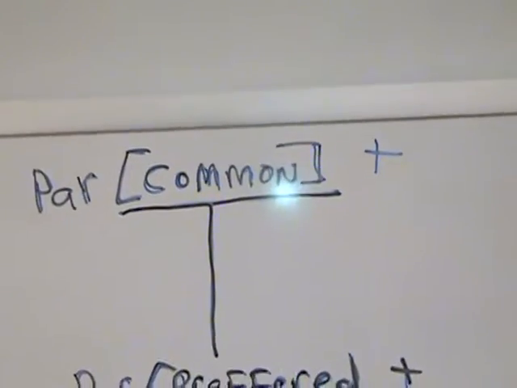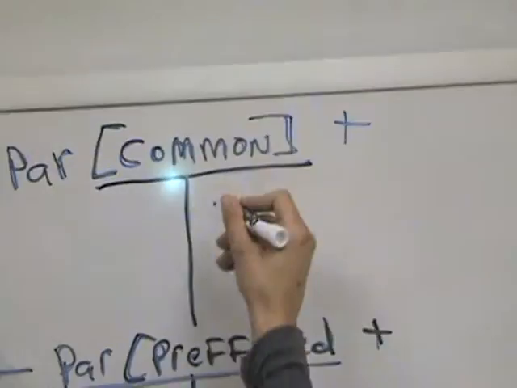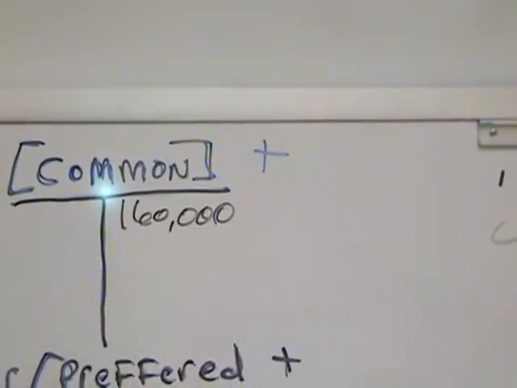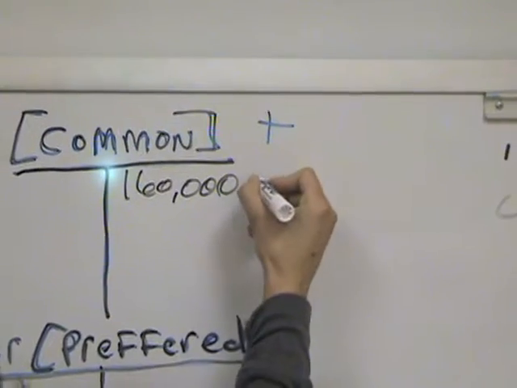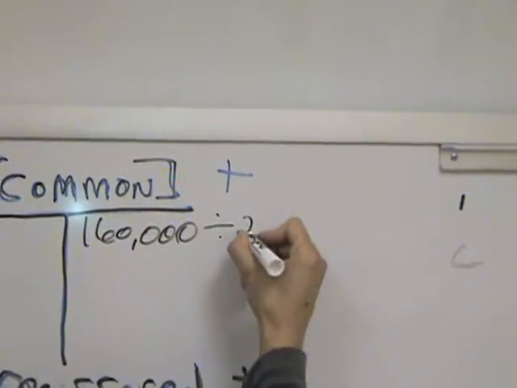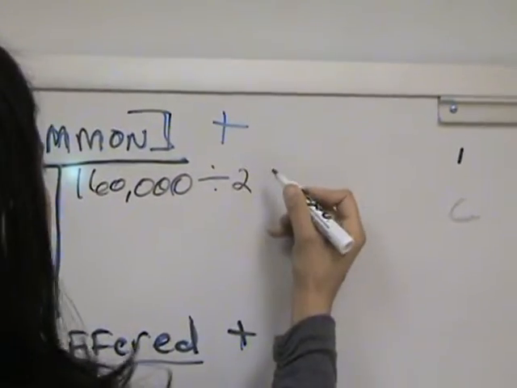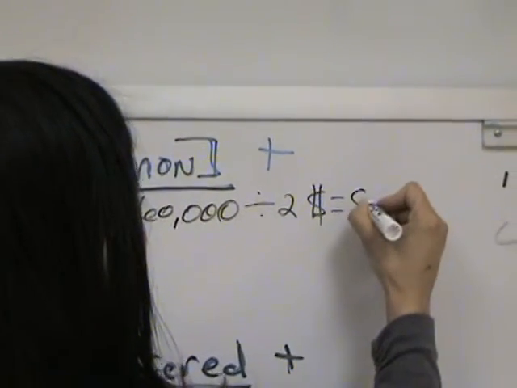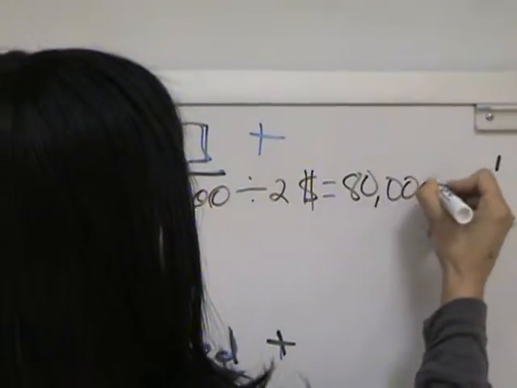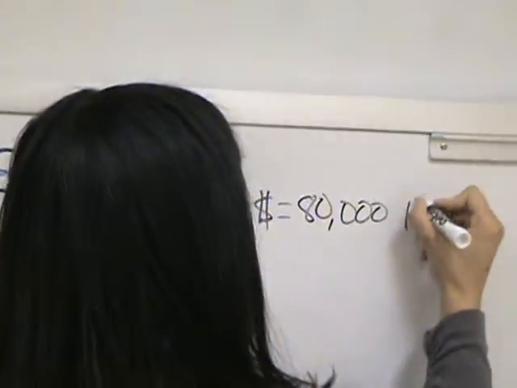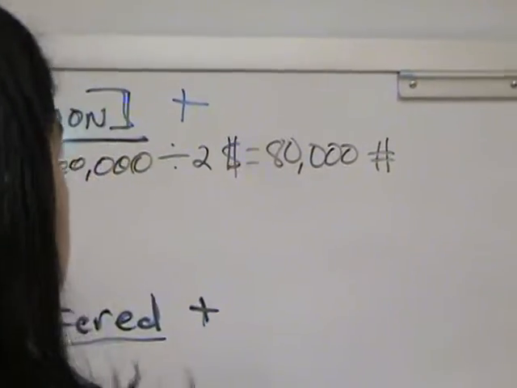Then Anna's going to come over here and post up to par common for 160,000, and put a division sign next to it and divide it by $2. Equals 80,000, and put a pound sign next to that, which indicates that's a number. That's the number of shares outstanding, Anna.